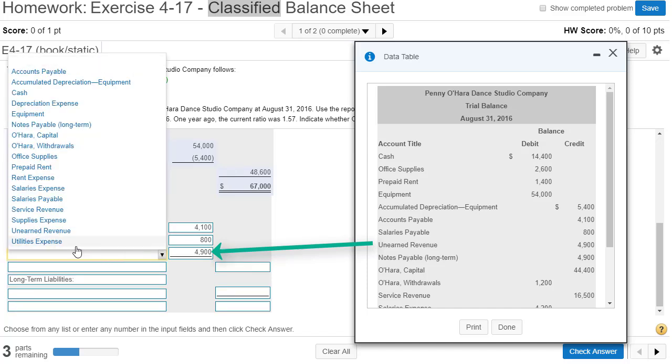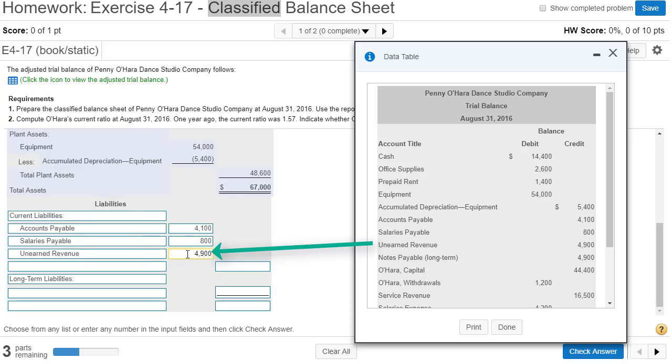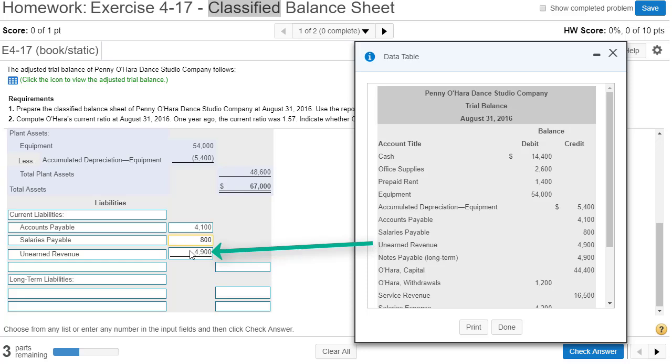That is also a liability. Remember, unearned revenue just means we've been paid ahead of time by someone, so we need to provide them with that service to get rid of that liability. And our customers are going to expect us to provide that service within the next 12 months.